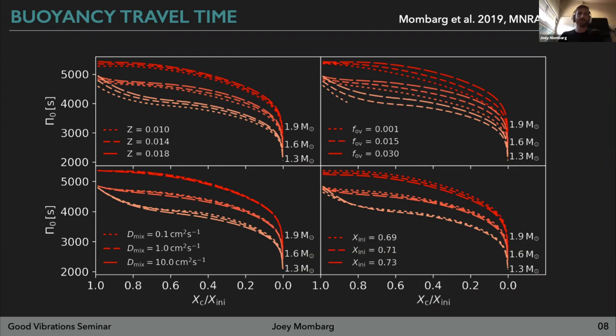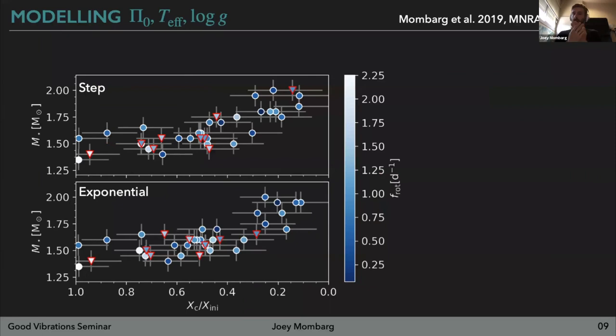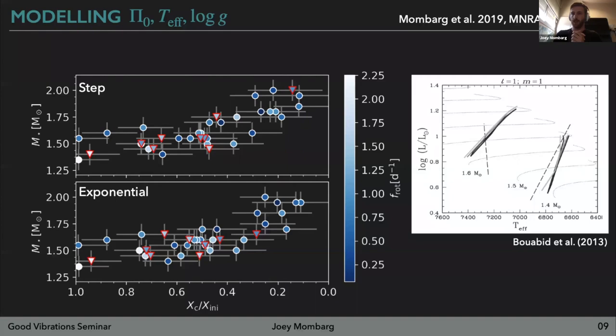All right, so here are the results from modeling just the period spacing parameter in combination with the effective temperature and log g. I'm showing here the mass estimates for the whole sample and the age estimates color-coded by the rotation frequency. We see that the faster rotating stars do tend to be younger. And we see this mass-age correlation, which makes sense if you look at how the instability strip is situated with respect to the evolution track. The less massive stars will pulsate in the first part of the main sequence, and the more massive ones only start pulsating at the end of the main sequence.